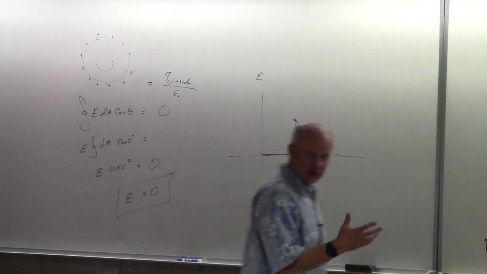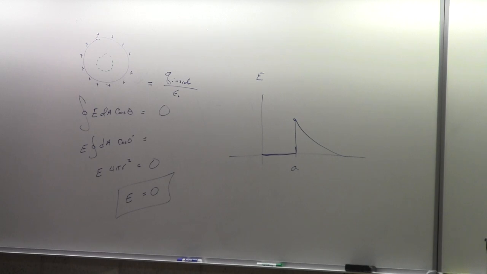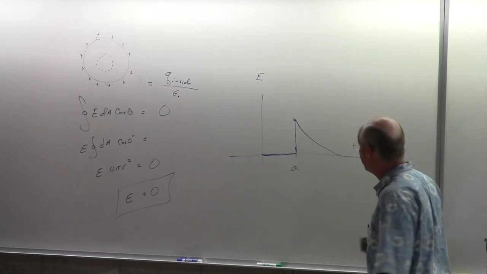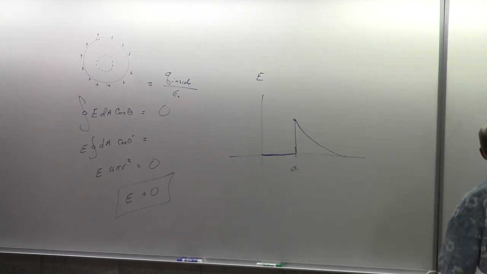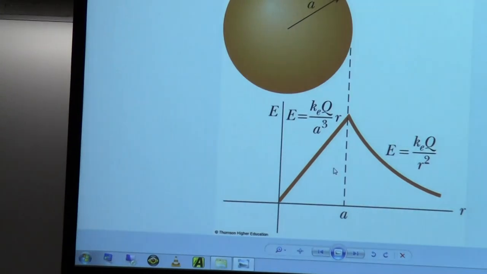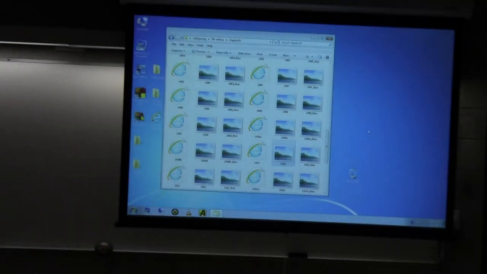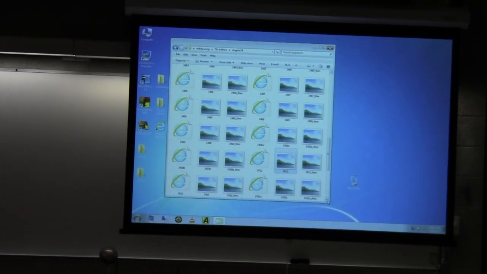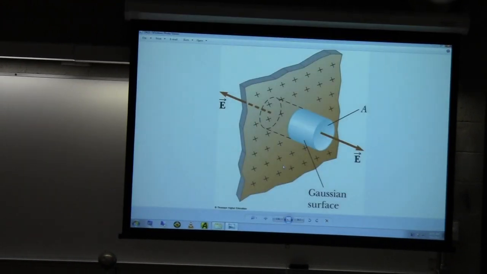Let me do one more, and I guess we won't quite get to the whole idea of conductors. We'll have to finish that on Tuesday, and then I'll do some examples from the book. But your author says, what about if you're really, really close to a surface? In other words, let's not worry about the whole entire shape here. Okay? But what if you have this one here.